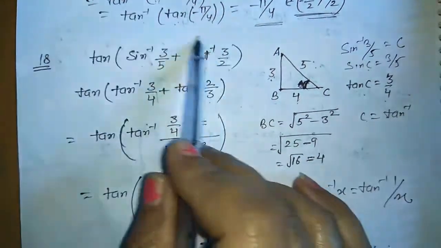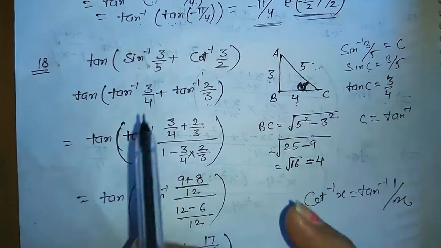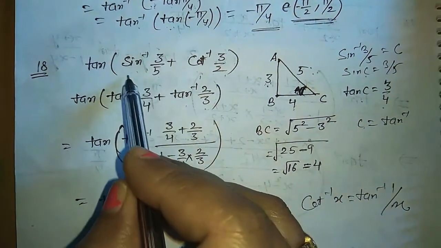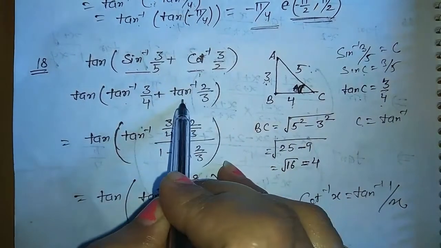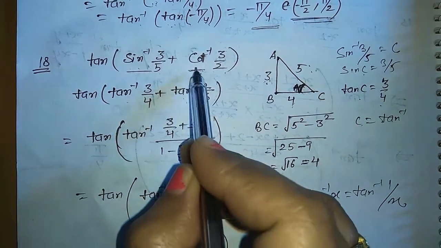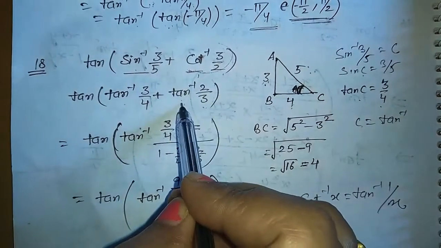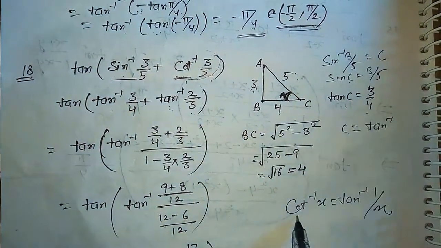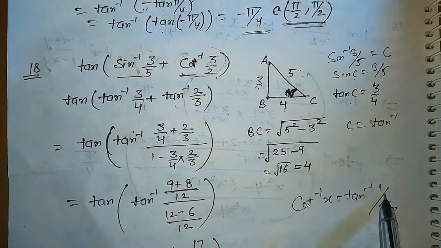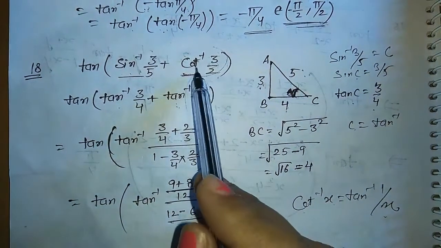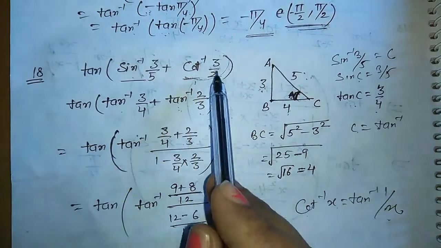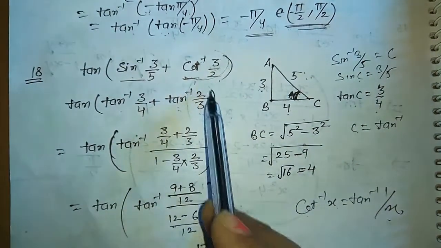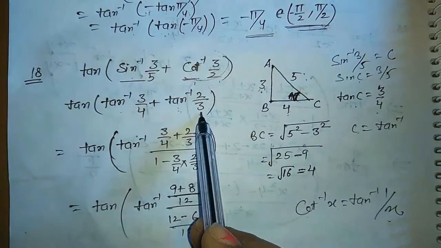We have to solve this question. We have to simplify this. For solving this, we can change sine inverse in the form of tangent inverse and cot inverse in the form of tangent inverse. So firstly, cot inverse को tangent inverse में कैसे change करेंगे? We know that the formula of cot inverse x, we can write tangent inverse 1 by x. So cot inverse x को हम क्या लिख सकते हैं? Tangent inverse 1 upon x. Here it is 3 by 2. Reciprocal of it will be 2 by 3.